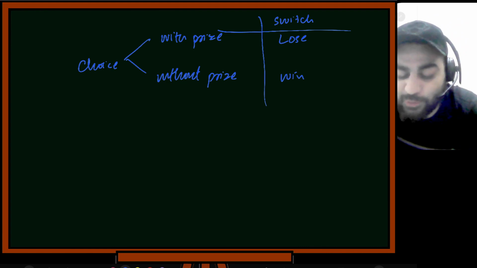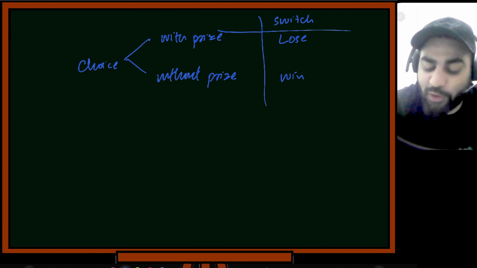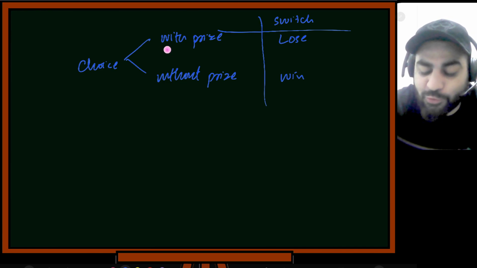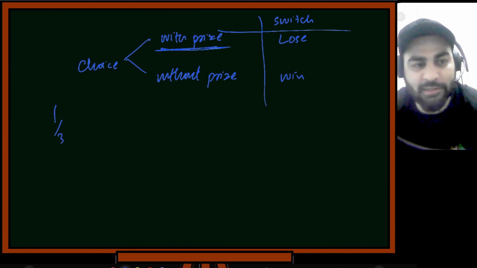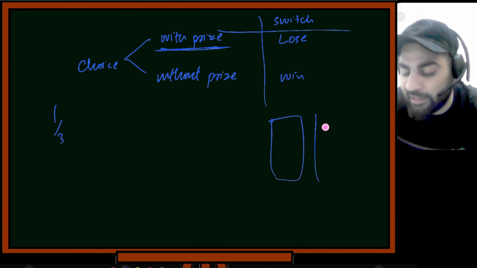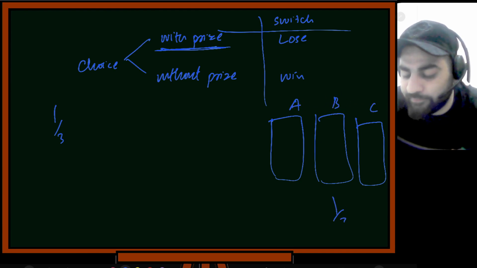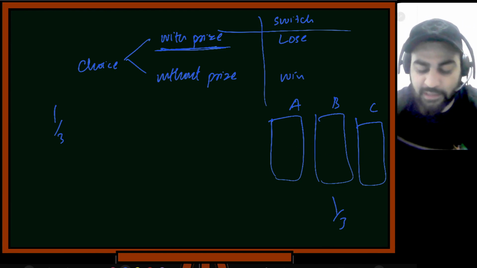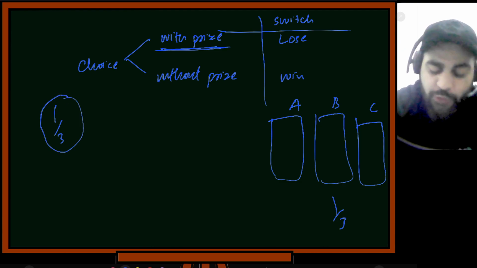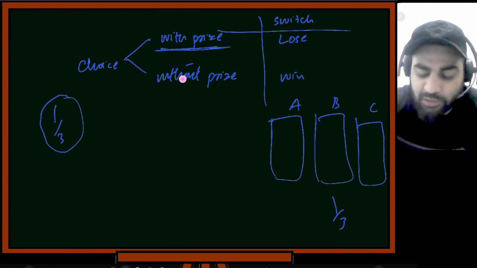Now what we'll see is what will happen in the long run. So how many times do you choose the door with the price? 1 by 3 probability times, because that's what I told. I said we have three doors, A, B, C, and choosing each door is 1 by 3. So there are two doors which don't have the price, and one door which has the price. So the probability that you will choose the door with the price is 1 by 3. What's the probability you will choose the door without the price?